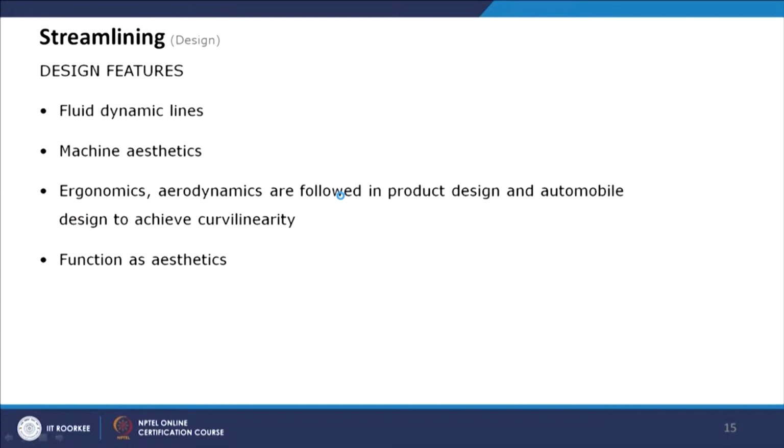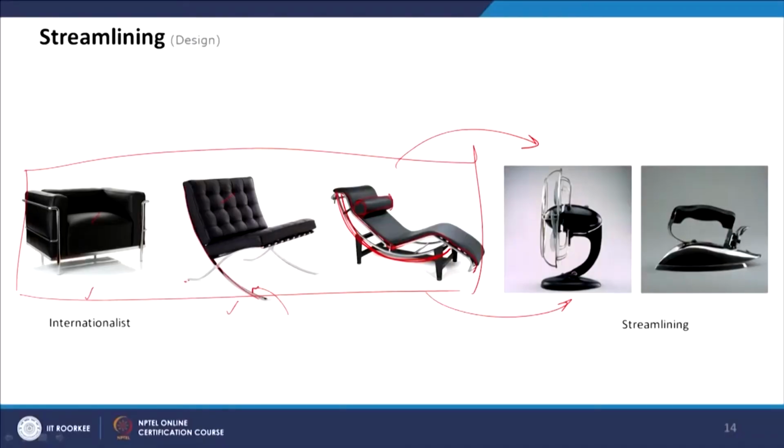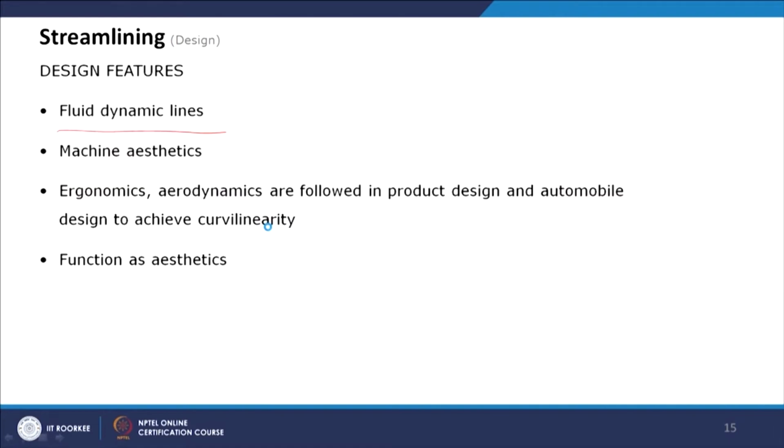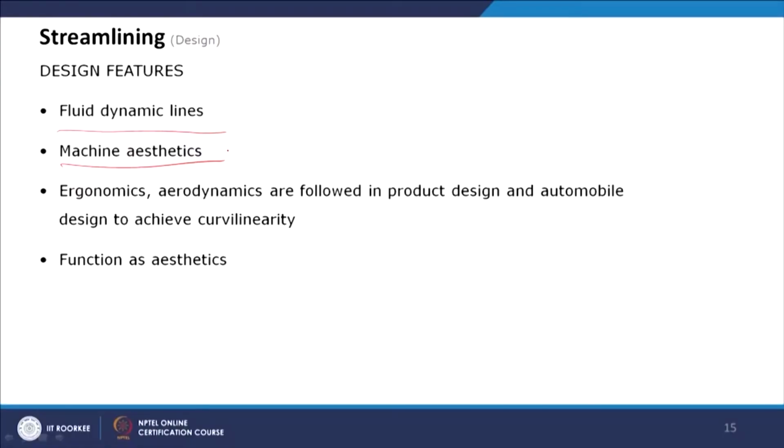If we discuss the design features of streamlining, there was a fluid dynamic line, which is not part of internationalist furniture design. There are some lines there, but mostly they are trying to fit into a pure geometric form. For example, this is a semicircle, this is also a semicircle, with a little blend into the curve, but in streamlining there were more dynamic forms, and there was no pure geometric curve. And the machine aesthetic is there, which was taken from the internationalist movement.